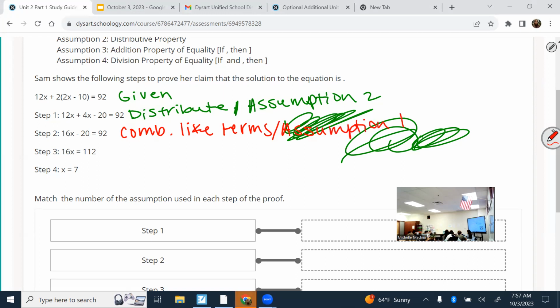Then going from step 2 to step 3, what did they do? They added 20 on each side. That would be anytime you do something on each side of the equal sign, that's a property of equality. The specific one would be what you did on each side. So you would have had to plus 20 on each side. And that's my addition property of equality. I'll just abbreviate. And that would be assumption 3.